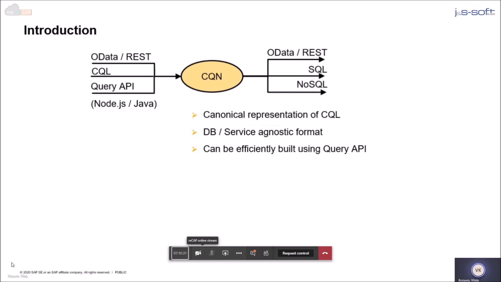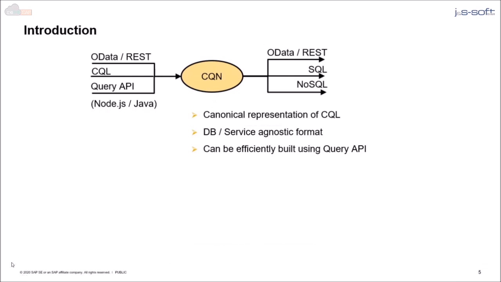But then on the left-hand side, the last point is query API. And this is the main point of my presentation. So what I want to explain to you is how to use the Node.js query API, and in the next part you will see also how to use the Java query API in order to produce the CQN JSON objects in a nice and efficient way.